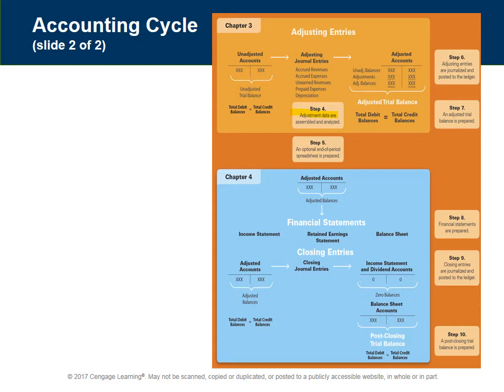Step 5, if an individual chooses to use a spreadsheet. Step 6 would be adjusting entries that are put in the journal and posted to the ledger. Step 7 is making sure that that trial balance is balanced. Next is the big one, and this is actually the end result, which is financial statements. Step 9, closing entries so that we can start a new period, and step 10 is that post-closing trial balance.